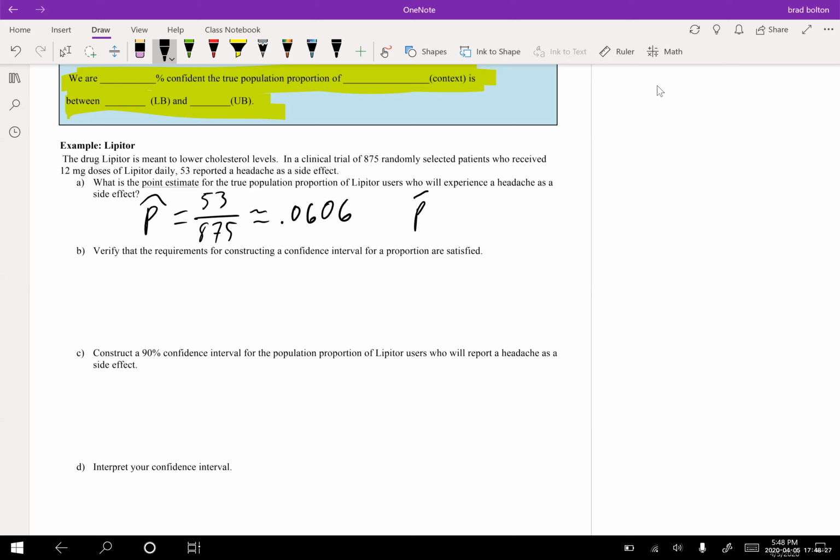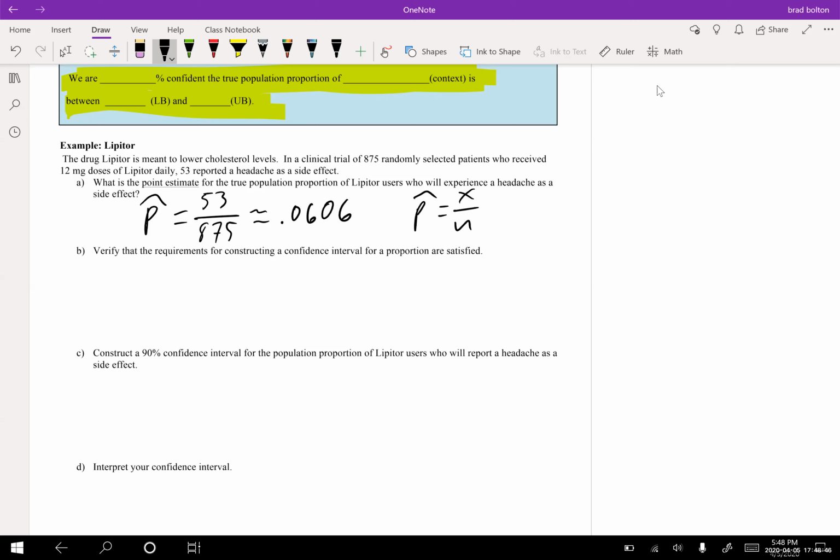So you can think of p hat as x over n. How many people experience whatever you're dealing with? In this problem, it was a headache as a side effect, divided by n, the total number of people in the study or in the sample or whatever you're working with for that problem.